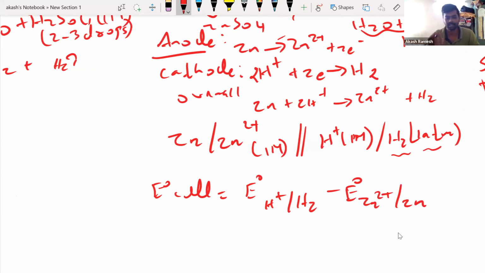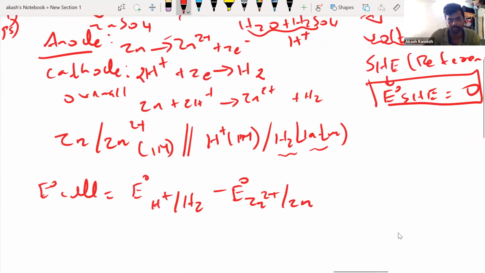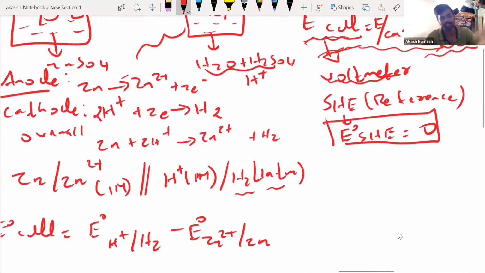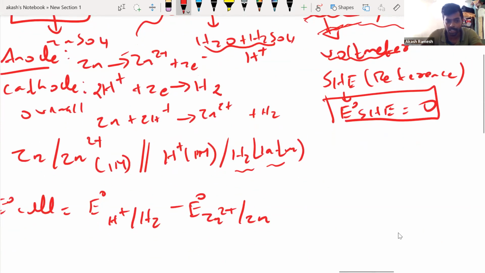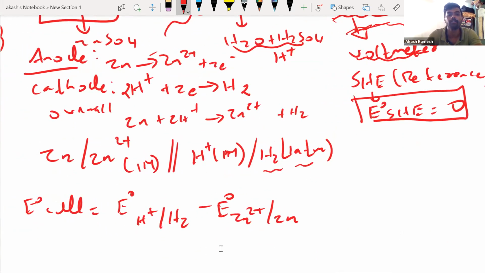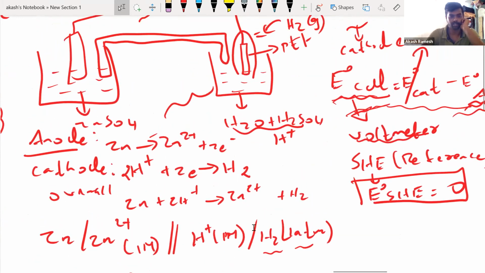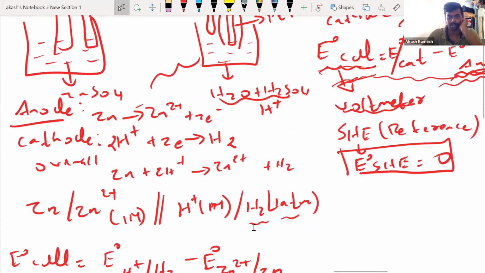So hope you understand. The cell representation is different. In the cell representation, whatever is exactly happening, that you write. But when you come to the potential or the EMF, you always speak only in terms of reduction potentials, and for reduction potential, only reduction should happen. This I want to tell you.